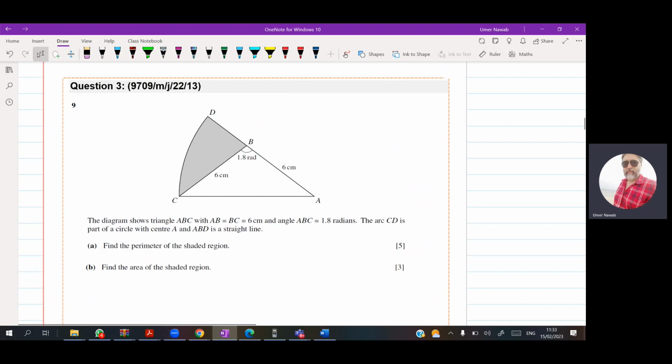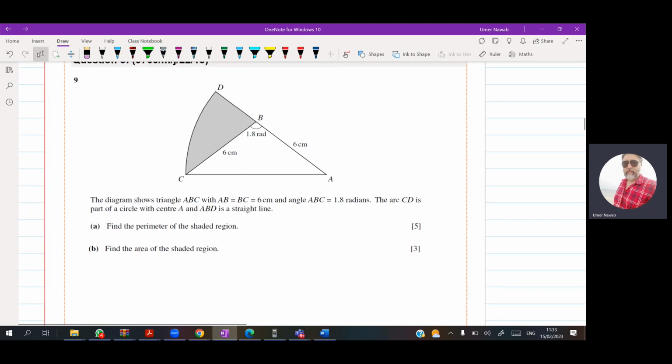Now we go to question number 3 on circular measures. I want to find the perimeter of the shaded region. It has 5 marks. Which thing is not given? You will definitely say, Mr. Omar, radius is not given. Yes, this looks like an isosceles triangle because the two sides are the same. I want to find the side opposite to 1.8, which serves here as the radius of a sector.